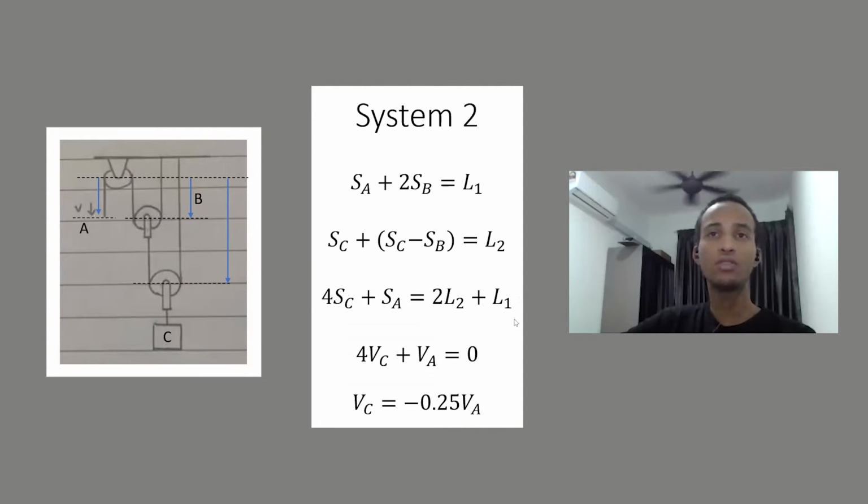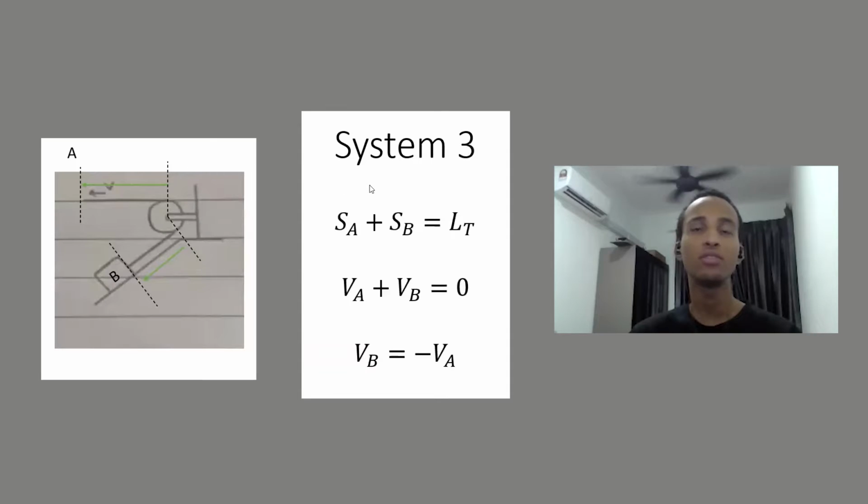Then we differentiate this equation to get the velocity, which is going to be 4VC plus VA equals 0. And it's equal to 0 since when you differentiate the constants, which is 2L2 plus L1, you get 0. Then we rearrange the equation to get VC equals minus 0.25 VA. And it's negative since it's going upwards.